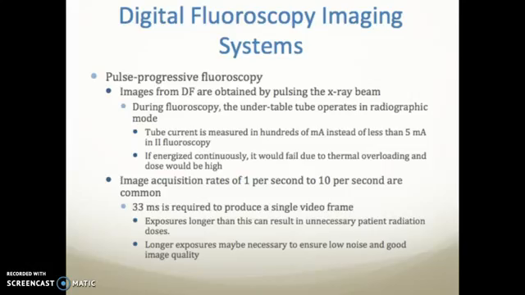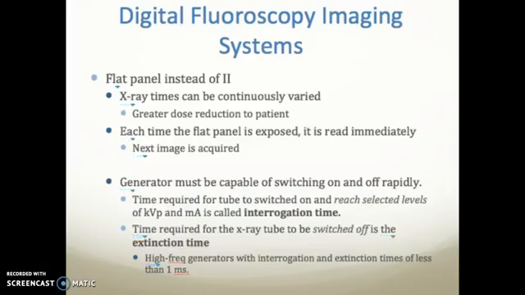Image acquisition rates of 1 per second to 10 per second are common. 33 milliseconds is required to produce a single video frame. Exposures longer than this can result in unnecessary patient radiation dose. Longer exposures may be necessary to ensure low noise and good image quality, especially if you're dealing with pediatric cardiac.